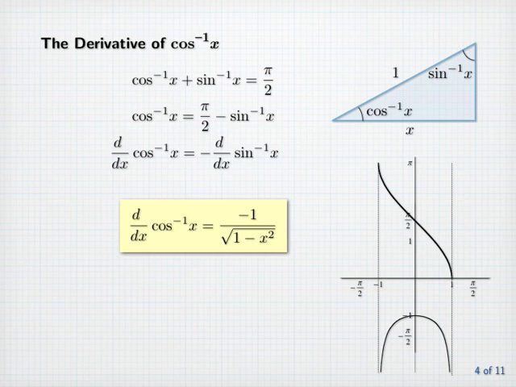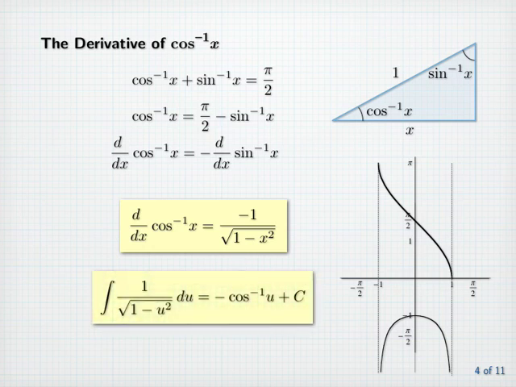Notice how that corresponds to the shape of the graph of inverse cosine. From this differentiation formula, we immediately have an indefinite integration formula. The indefinite integral of 1 over the square root of 1 minus u squared du equals minus inverse cosine of u plus c. But notice that this integrand is the same as the one that produced inverse sine of u plus c. So this is not an integration formula that gives us anything new.